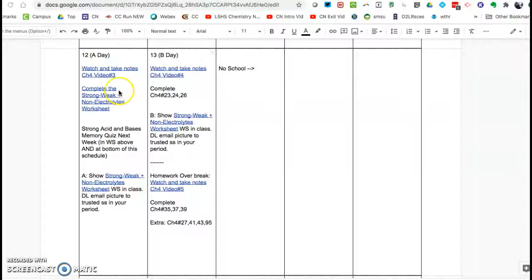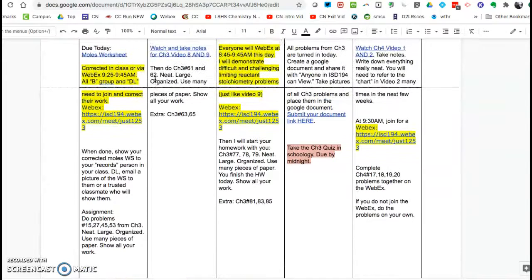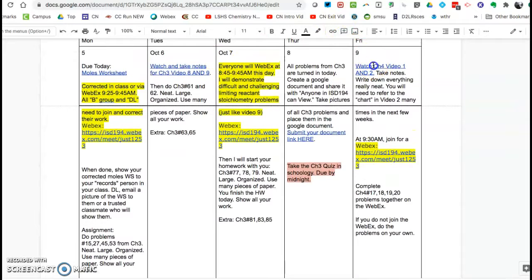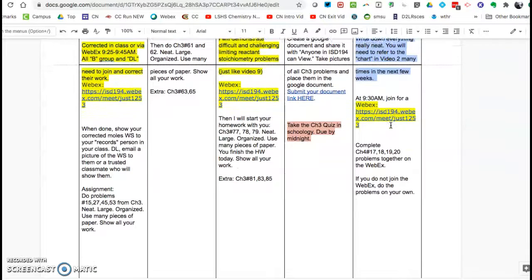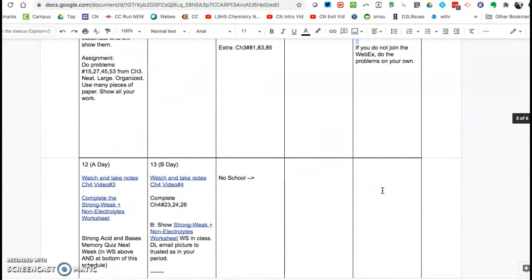So this is a quick look at our short week, the 12th and the 13th of October. So going into today, we should have made sure we watched videos 1 and 2 from chapter 4. Made sure you made the big chart of strong, weak, and non-electrolytes and completed these problems together right here.